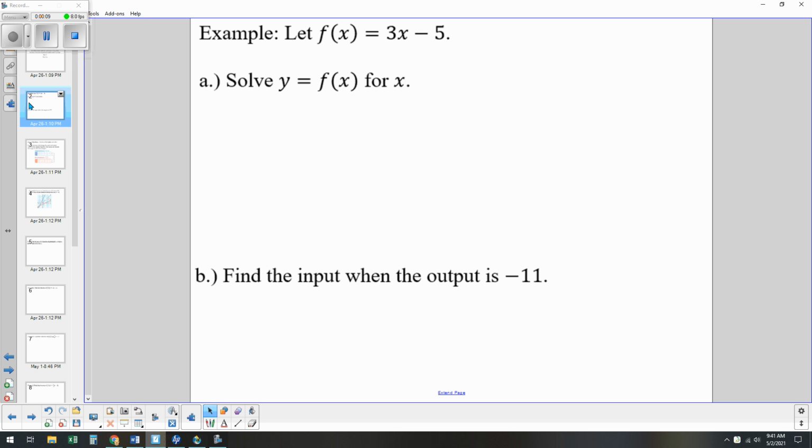So we're going to start out with an example where we have f of x equals 3x minus 5, and we're going to solve y equals f of x for x. So basically, we're going to rearrange the equation so that x is by itself.